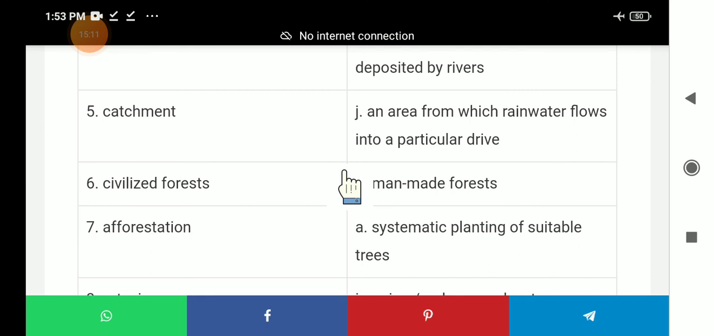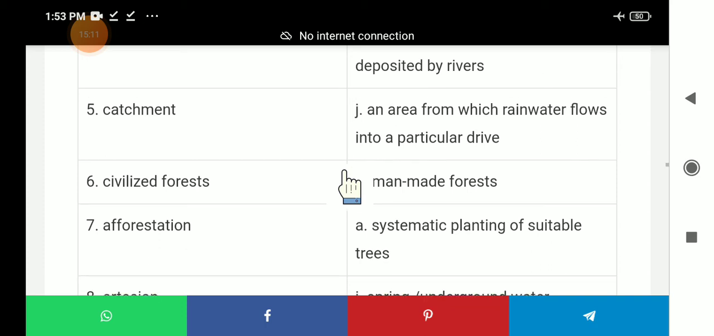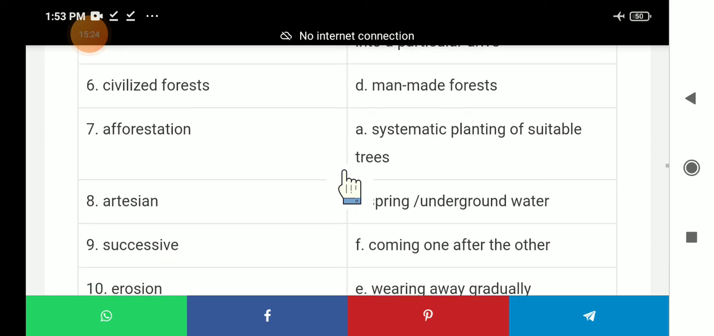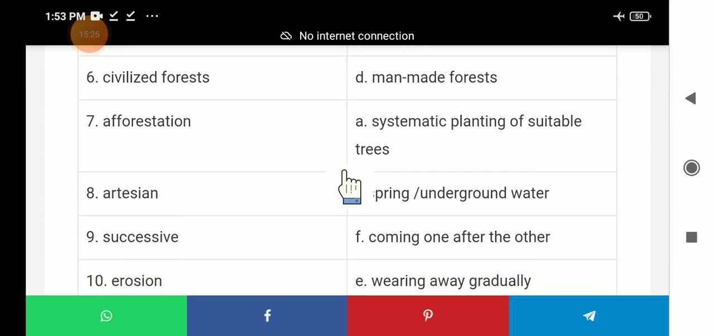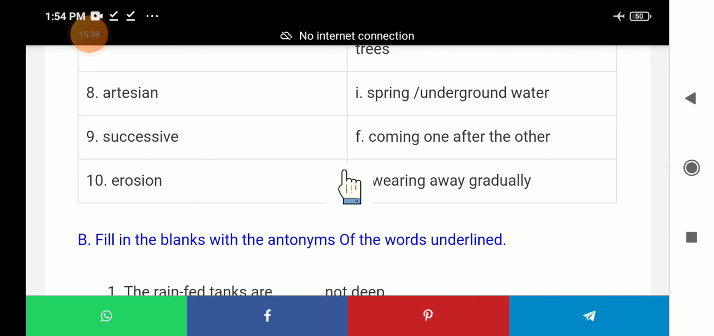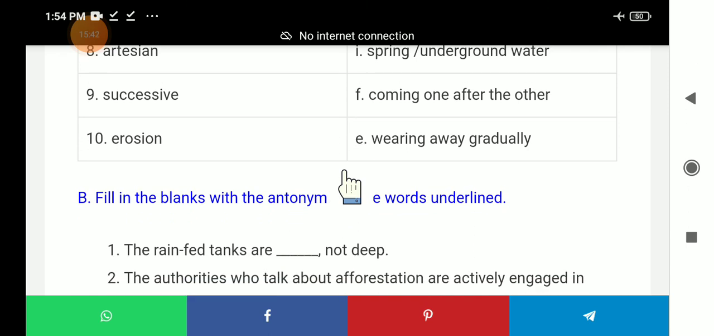Fifth, catchment means option J is the right answer, an area from which rainwater flows into a particular drive. Sixth, afforested means man-made forest, where man grew the saplings and they turned into forest. Afforestation means systematic planting of suitable trees. Artesian means spring, underground water. Successive means coming one after another. Erosion means wearing away gradually.